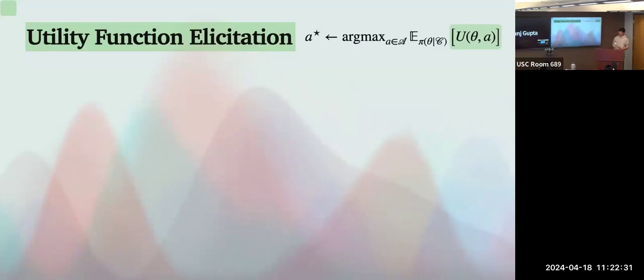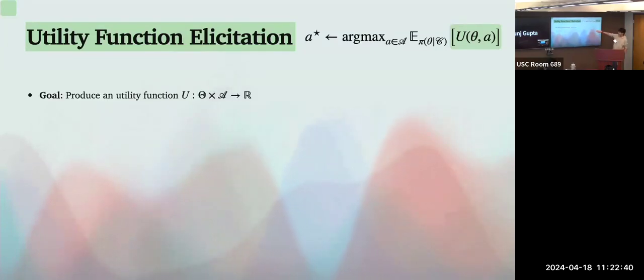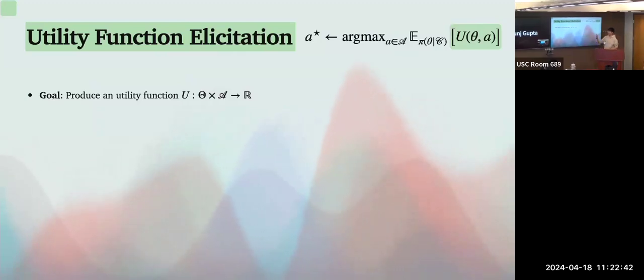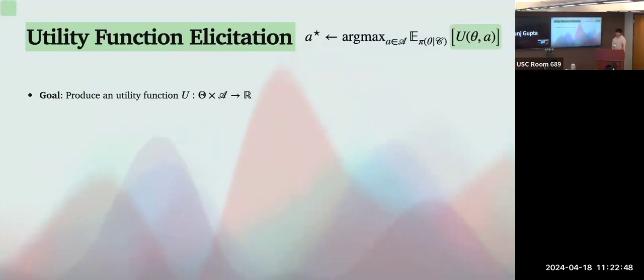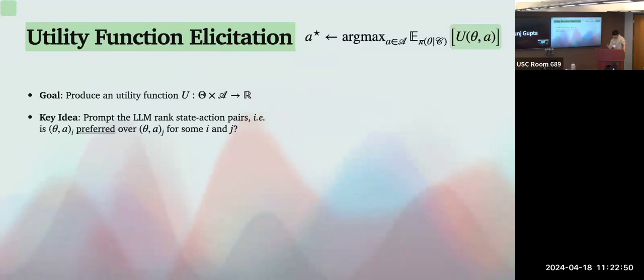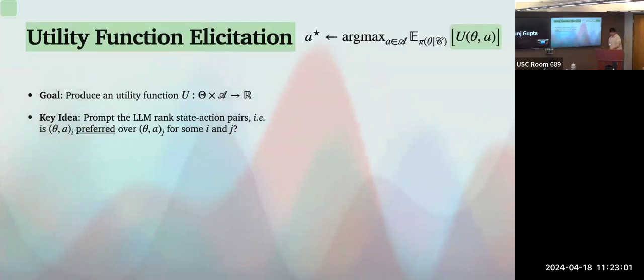Okay. So the next step is going to be utility elicitation, meaning that we're going to try to approximate this function with a large language model. I believe this part should ideally be good for large language models to reason about. The utility function, by definition, takes a state-action pair, state theta and action A, and gives us a scalar value, some score, or in RL we typically call it reward. Utility is more of an economic term. So the key idea is that we're going to use LLMs to rank state-action pairs.